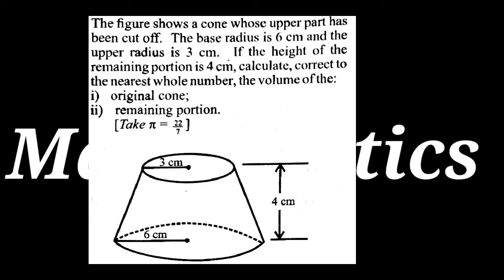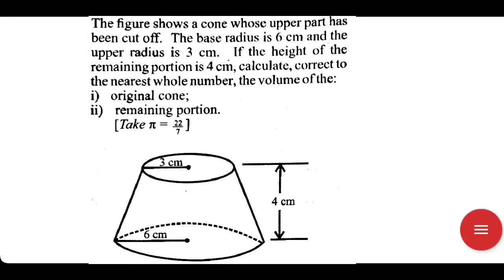Let's look at a few questions on cone. The figure shows a cone whose upper part has been cut off. The base radius is 6 centimeters and the upper radius is 3 centimeters. If the height of the remaining portion is 4 centimeters, calculate, correct to the nearest whole number, the volume of the original cone and the remaining portion.